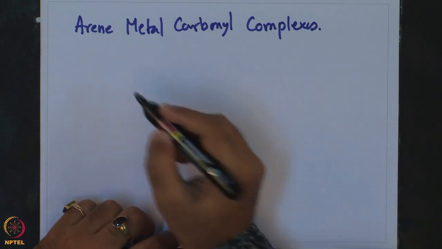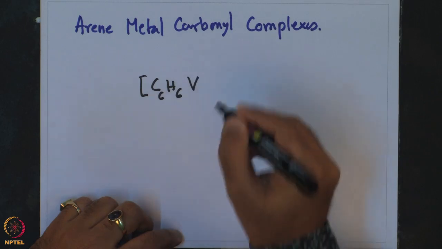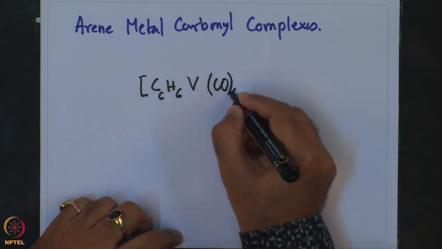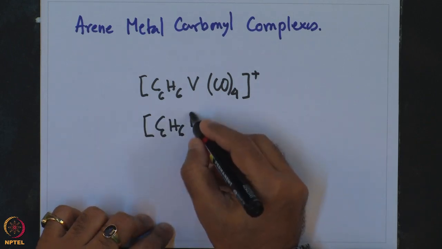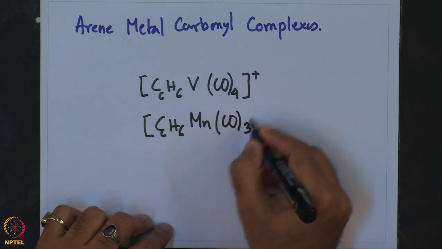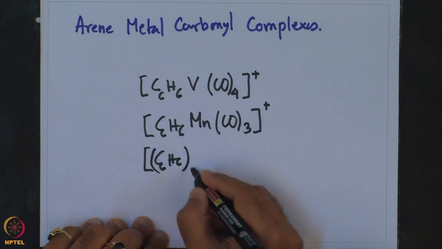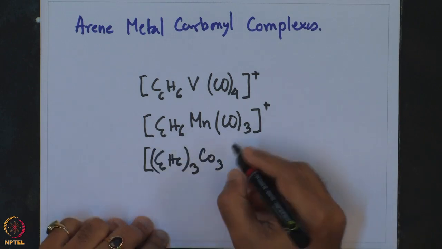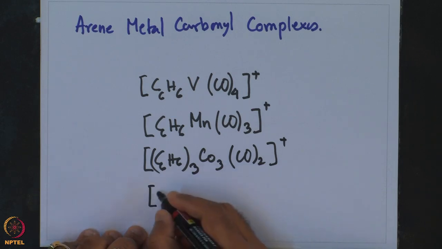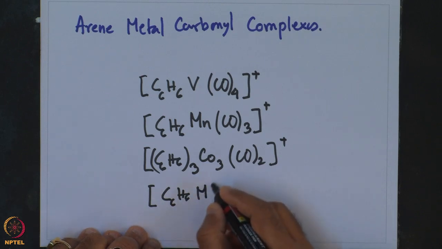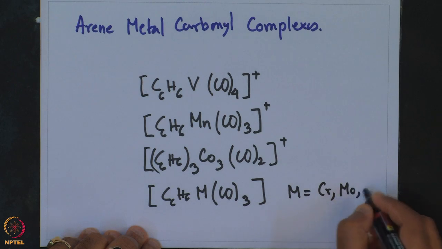So, there are several examples of this. Some of them are given over here: C6H6 V(CO)4 plus, C6H6 Mn(CO)3 plus, C6H6 Fe(CO)3, Co(CO)2 plus, C6H6 M(CO)3, where M can be chromium, molybdenum, tungsten.